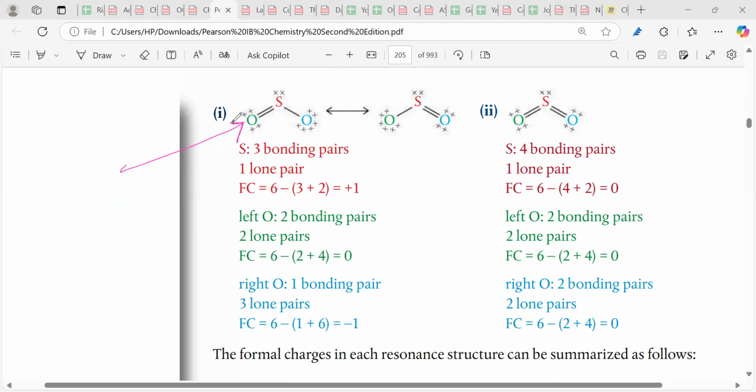Can you find out the formal charge on this oxygen? Can you quickly find out? 6 minus 4/2 plus... zero. 0. Is it clear? Understood how to do it? Easy. Absolutely easy, right?